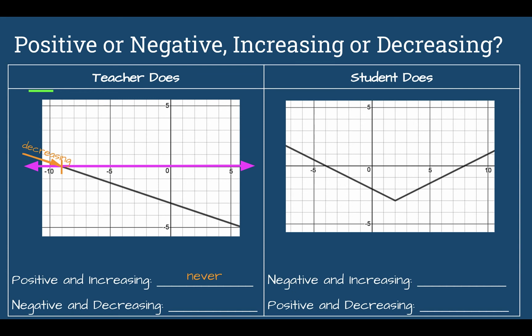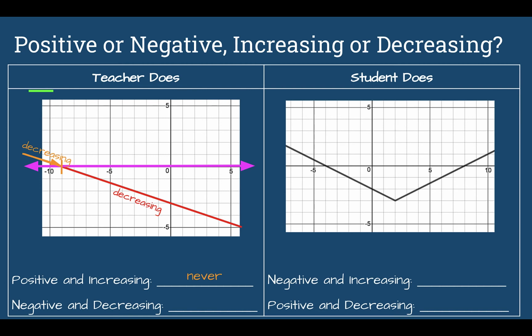Our other one is negative and decreasing. So we have a lot of places where it's below the x-axis, and that whole time it is decreasing. So we need to make our interval. Where does it start? Where does it end?